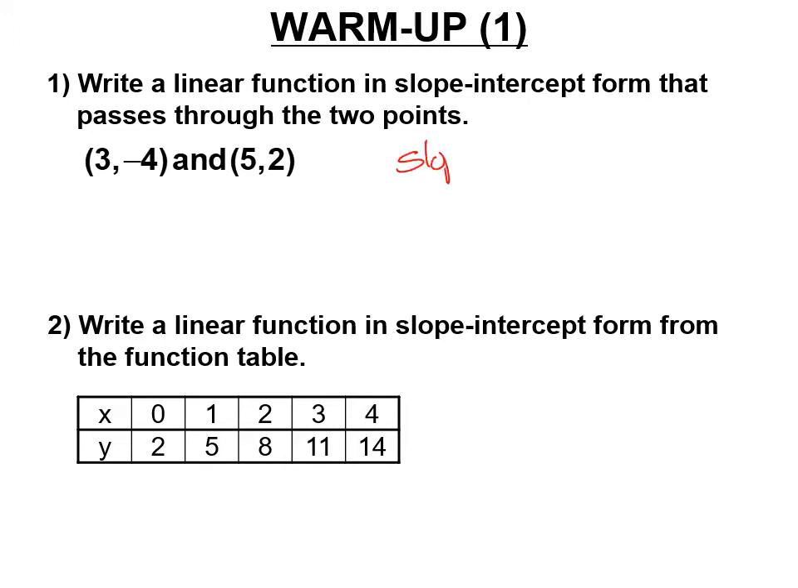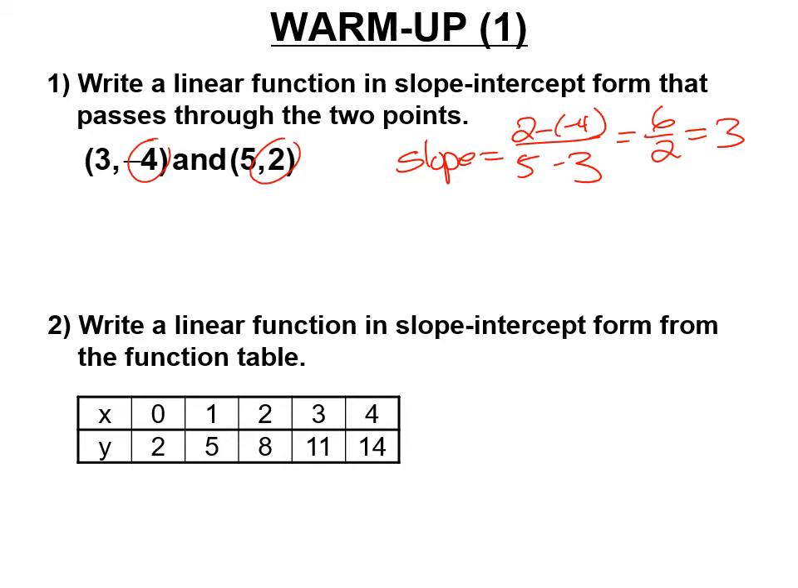So the first thing you always do here is find the slope. So I'm going to do 2 minus -4 for my y's, meaning I'm going to do 5 minus 3 for my x's. 2 minus -4 is 6, 5 minus 3 is 2, and you get a slope of 3. Now there are 2 methods. I should go over both methods.